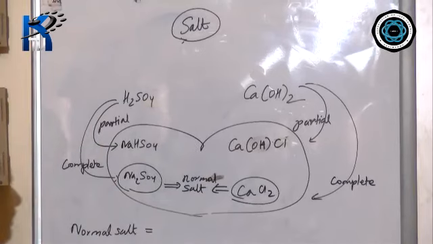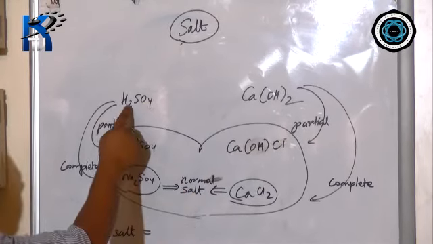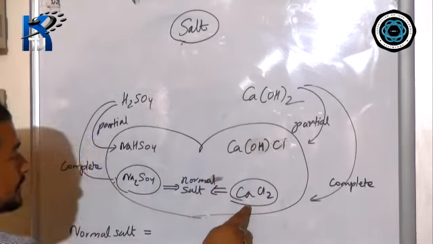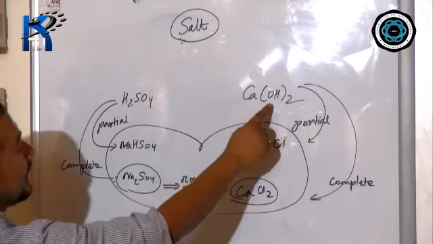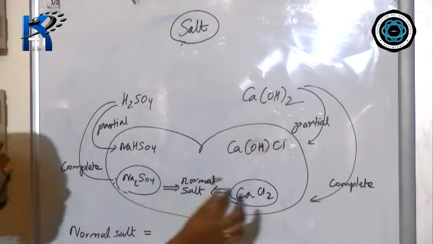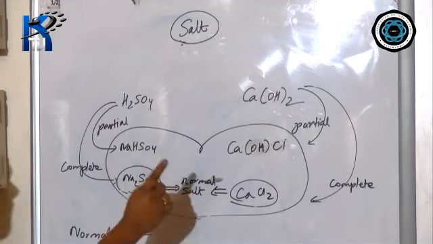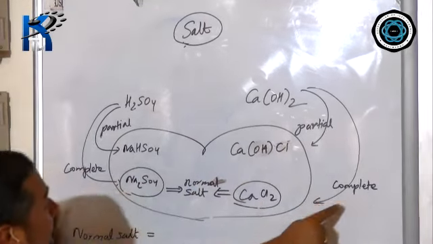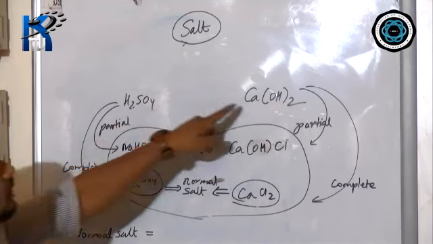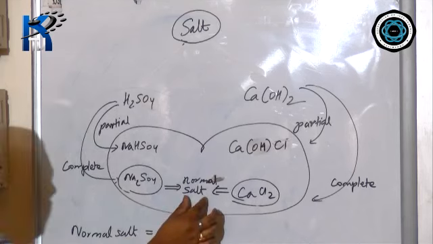So what is normal salt then? Define normal salt. These are those salts which are formed by complete replacement of hydrogen ion or hydroxyl ion of an acid or a base by metal or by non-metal. That will give you the definition of normal salt. I repeat again, these are those salts which are formed by complete replacement of hydrogen ion or hydroxyl ion of an acid or a base, either by metal or by non-metal. That will give you the definition of normal salt.